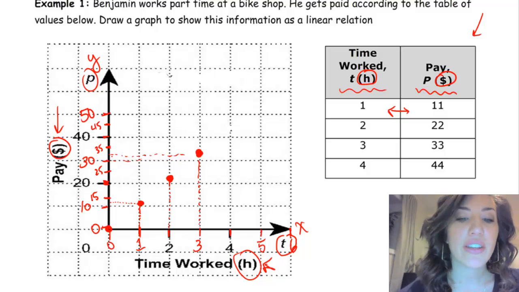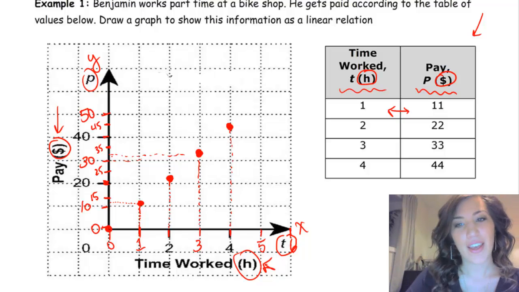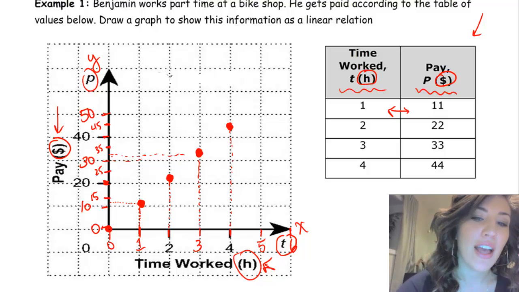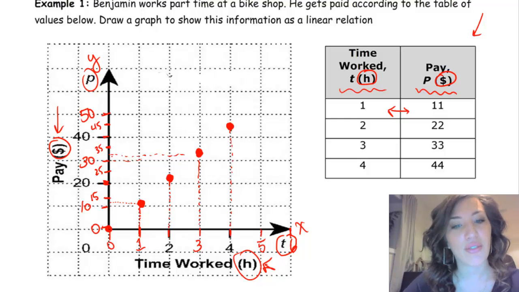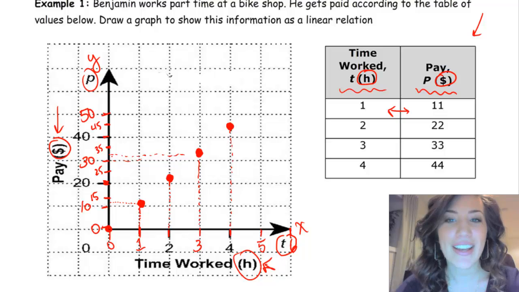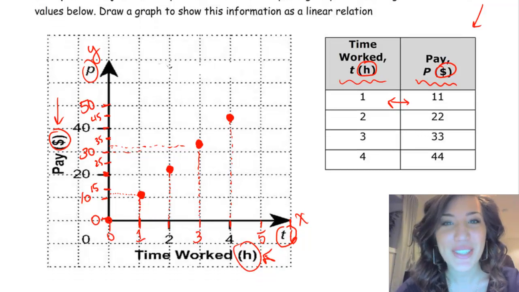And then at 4 hours, Benjamin earns $44, which is pretty close there to the 45 mark. All right, there we go. There are our data points that correspond to our table of values. Now you could draw a line through it, but we also don't have to. So that is the graph to show this linear relation.